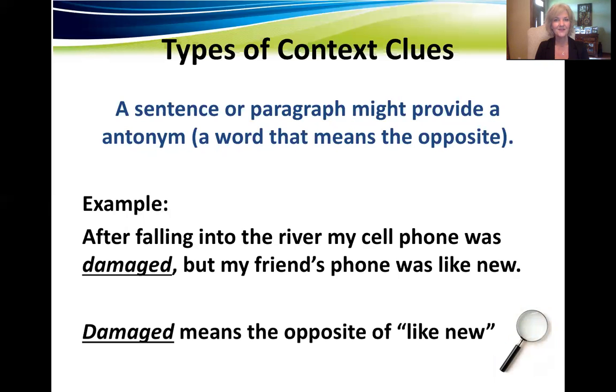Okay, another type of context clue is a word might mean the opposite, or an antonym might be provided. For example, after falling into the river, my cell phone was damaged, but my friend's phone was like new. Well, after reading that, we know that our cell phone is damaged and the friend's is like new, so we can determine that damaged has to mean the opposite of like new.